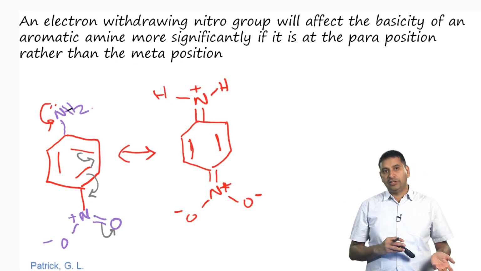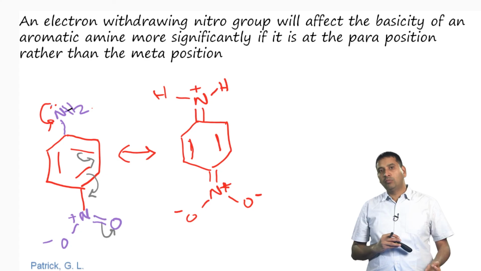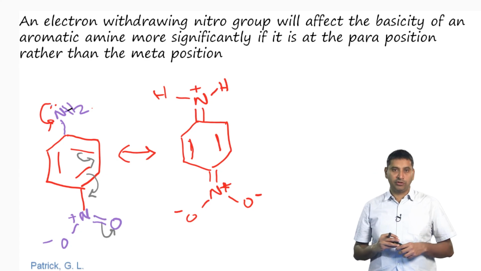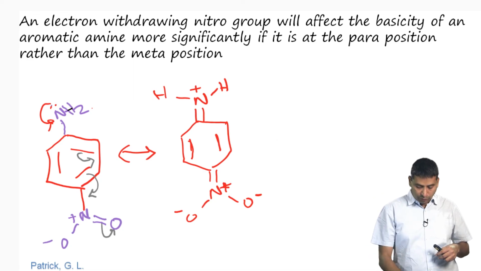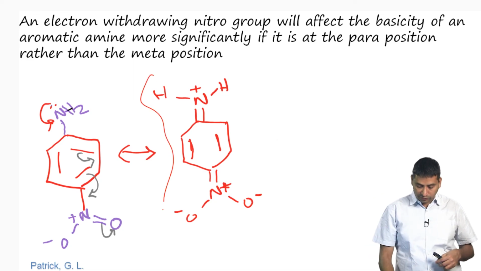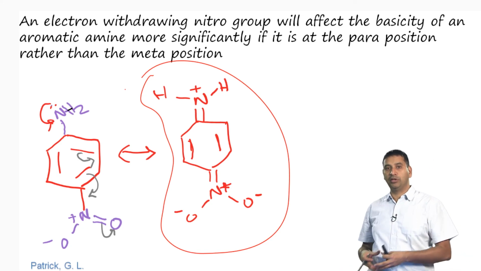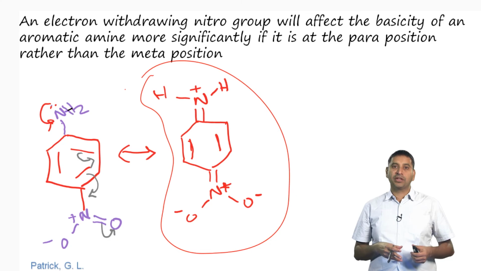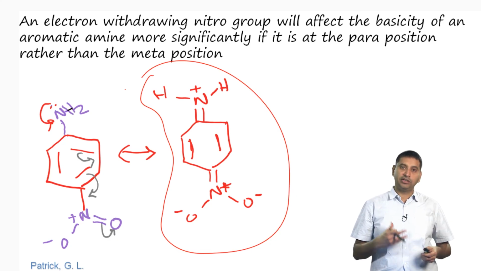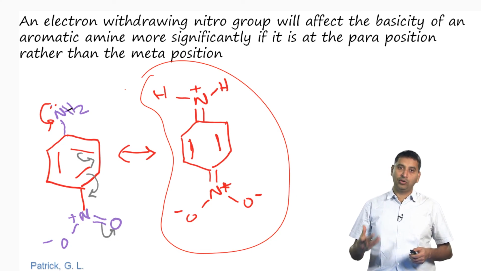The next case is when you have an electron withdrawing nitro group, which will affect the basicity of the aromatic amine far more when it is in the para position compared to the meta position. So, now let us look at the para position. You can push electrons and you get a structure such as this, where there is a full positive charge on the nitrogen and there is going to be an extended conjugation. So, the lone pair on this nitrogen is clearly not available for donation.